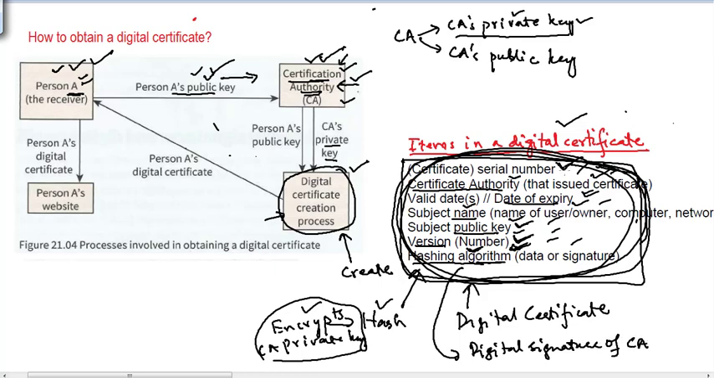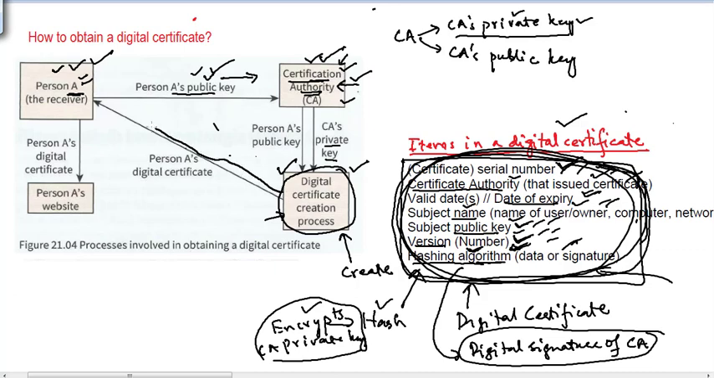Once again, all of these items are now a part of the digital certificate, and besides that, the CA has created its own digital signature and made it a part of this digital certificate. Once the digital certificate has been created, it is given back to person A. Person A can now upload this digital certificate on his website. So anybody who wants to download anything from person A's website can first download the digital certificate of this company.